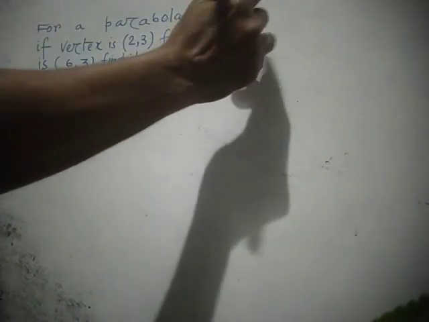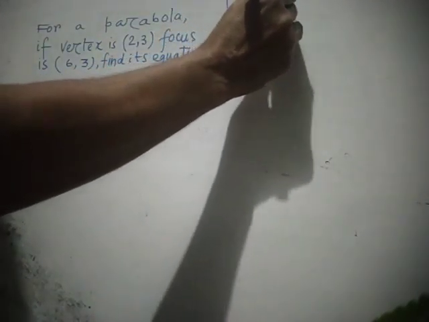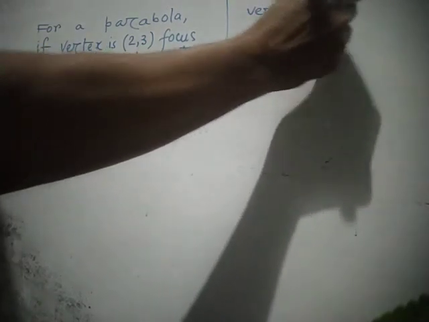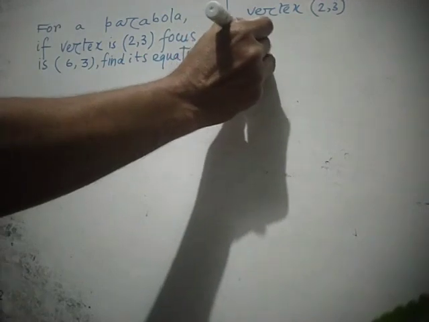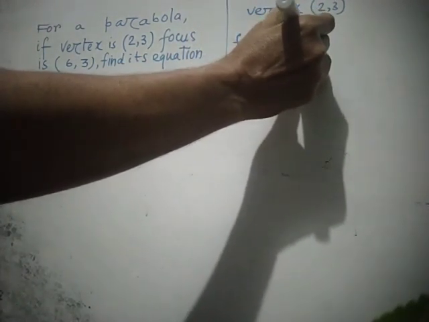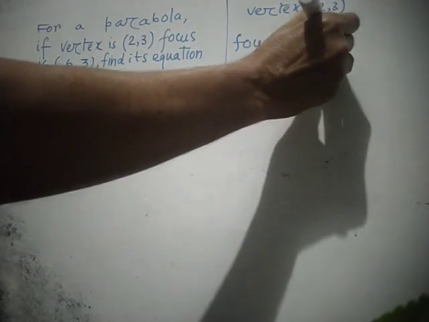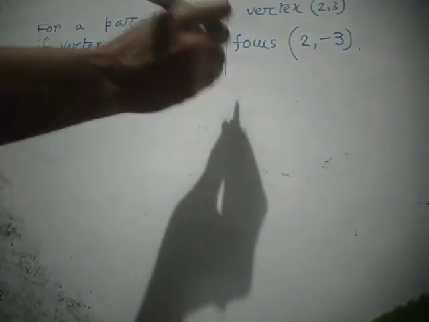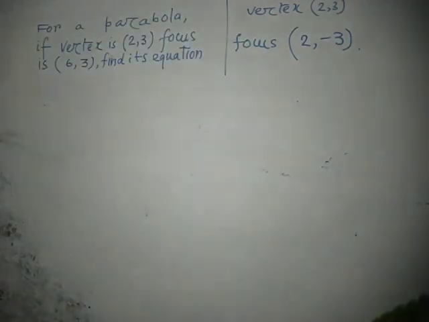Another similar type of sum we can do: when the vertex is (2, 3) and the focus is (2, -3), find the equation. So this type of sum, how to do?